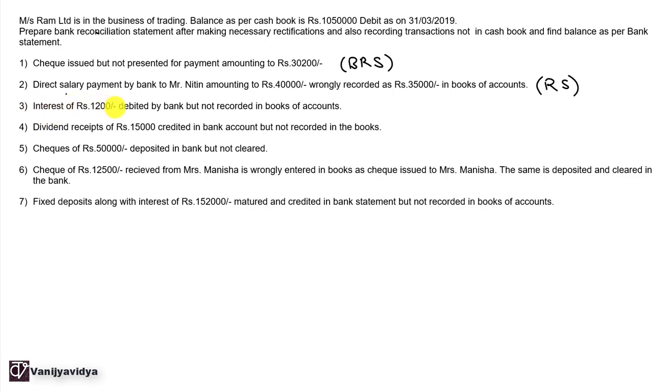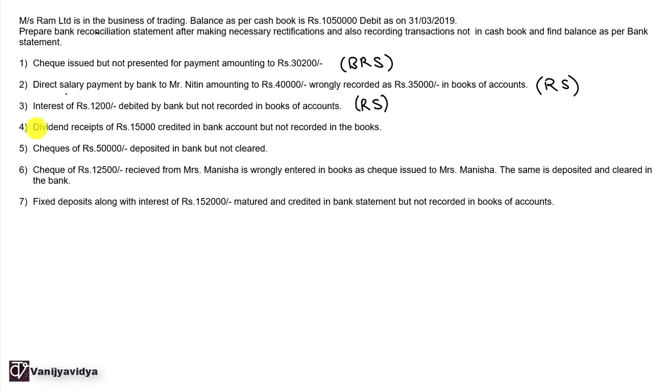Next, interest of rupees 1200 debited by bank but not recorded in the books. So there was a 1200 interest which was debited in your bank statement, but it is not recorded in the book. So now we will be recording this in our cash book. So again this will be a part of your rectification statement of cash book.